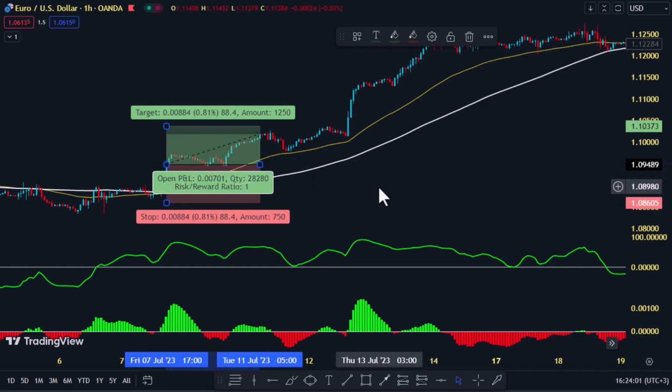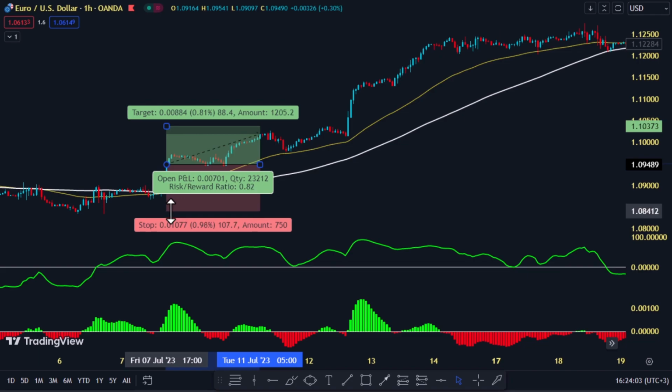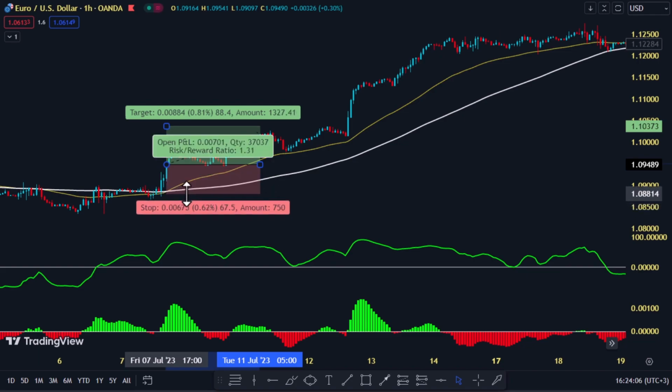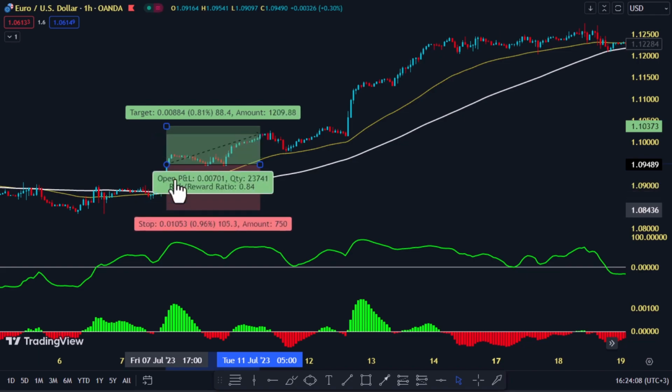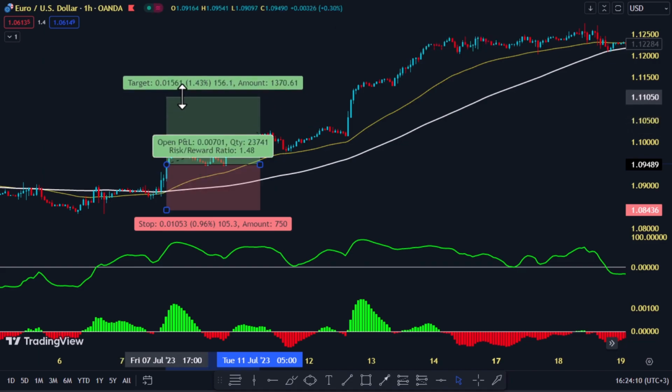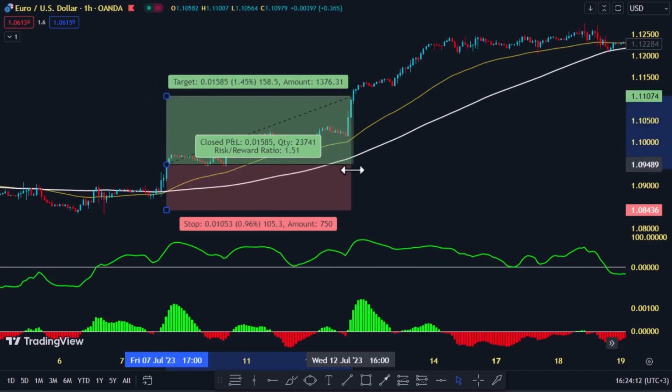When setting your stop loss, you can either use EMA 50 or the recent swing low. And for your exit strategy, consider a risk-to-reward ratio of 1 to 1.5 as your primary trade target.